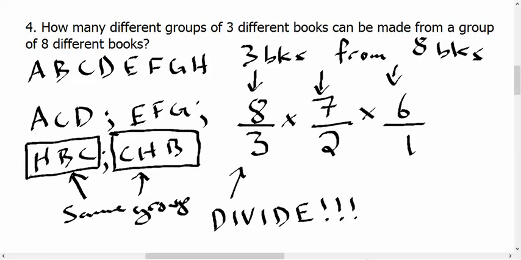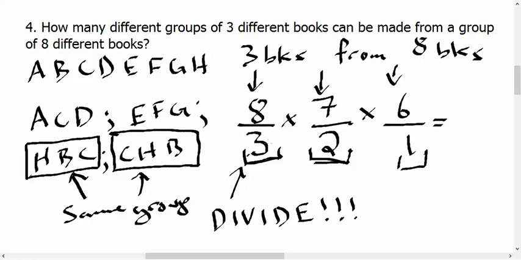Hopefully that made sense. Might sound a little bit formulaic. We can look at why that works a little bit later on. But this is what we have to do. If we're looking for different groups, we have to divide. And what do we divide by? Well, we always divide by the number of elements that we're choosing. We just count down on the bottom. So here we're choosing 3 elements. So we start with 3, 2, and 1. We just count down from 3.